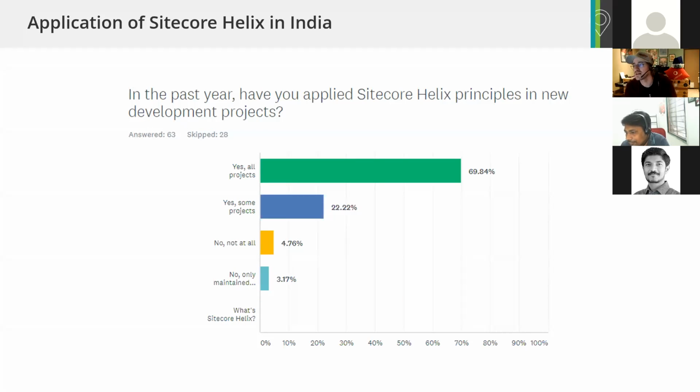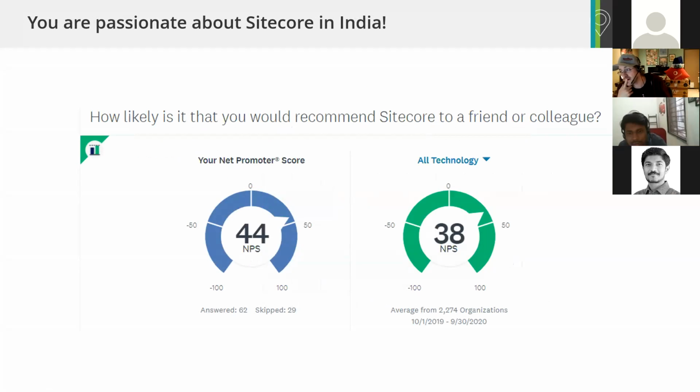Continuing on, the percentage of y'all applying Helix is also, I think, about 10 points higher than in general when combining all projects, some projects, which again, great to see. Helix does fall into just how satisfied and passionate y'all are about Sitecore in general. The Net Promoter Score for developers in India was actually significantly higher than elsewhere. So all this is to say, I really appreciate all the passion and work you guys have around Sitecore, and I'm happy to be here presenting today.